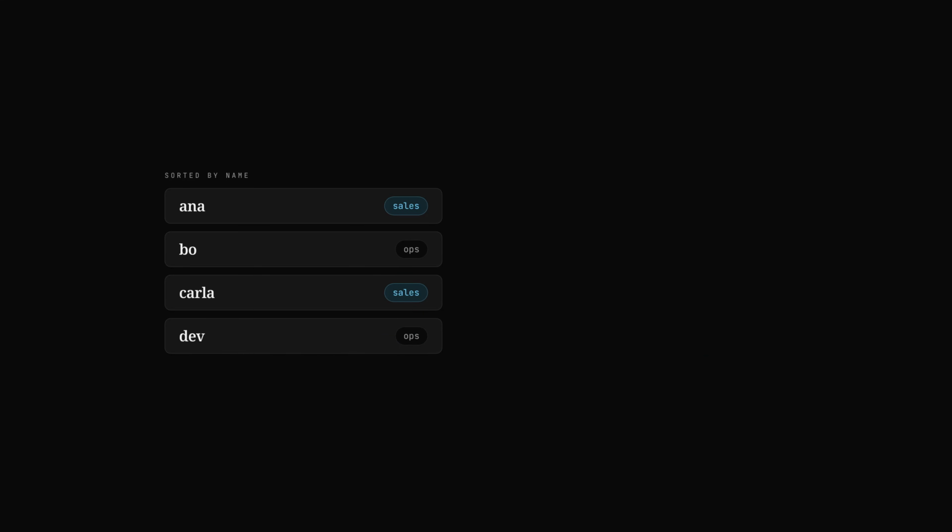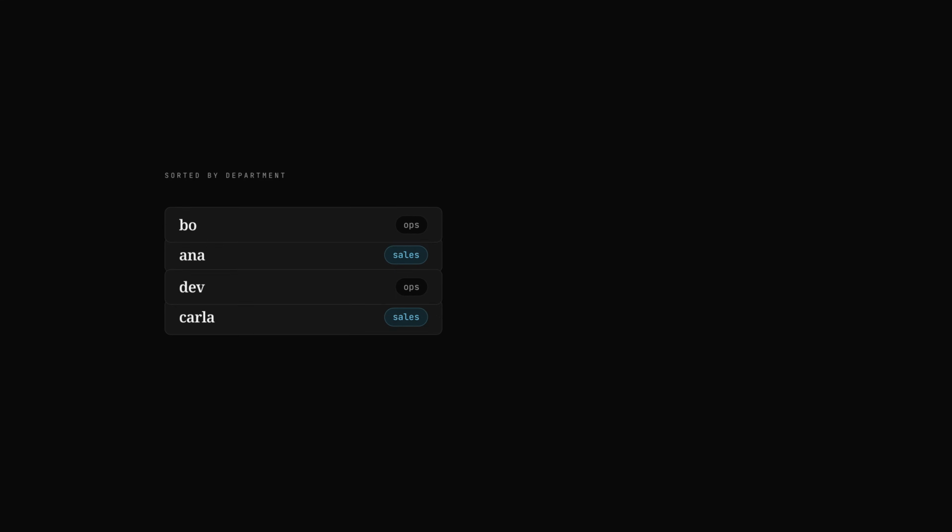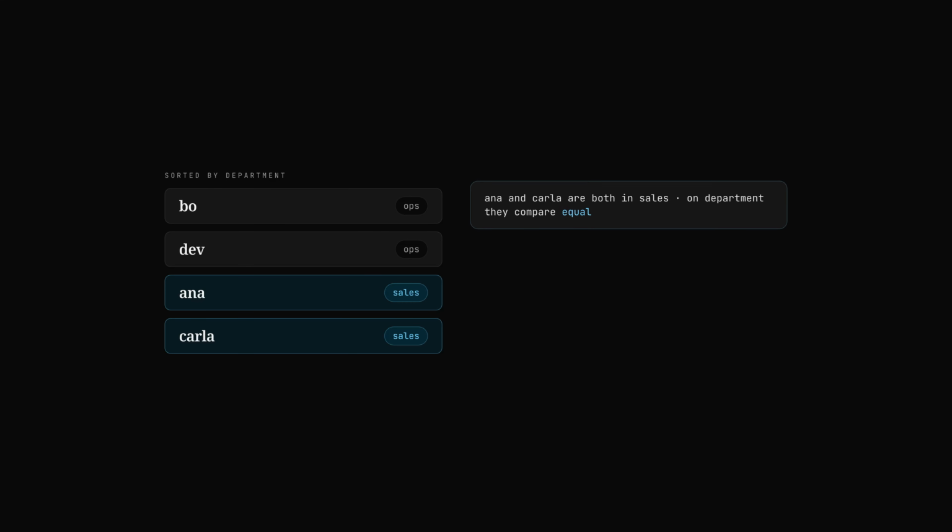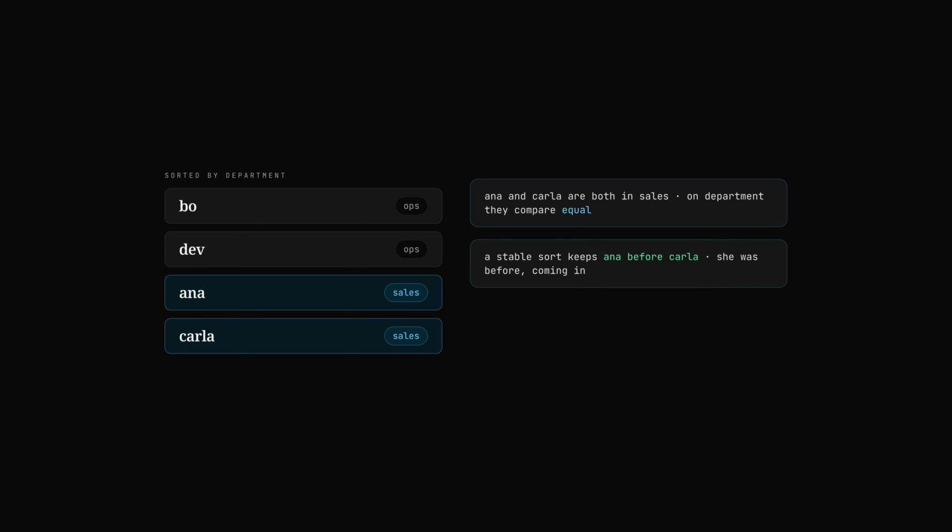An employee table, sorted by name. Anna, Bo, Carla, Dev. Now sort it by department. Anna and Carla are both in sales. On department, they compare equal. A stable sort keeps Anna before Carla because she was before Carla coming in.